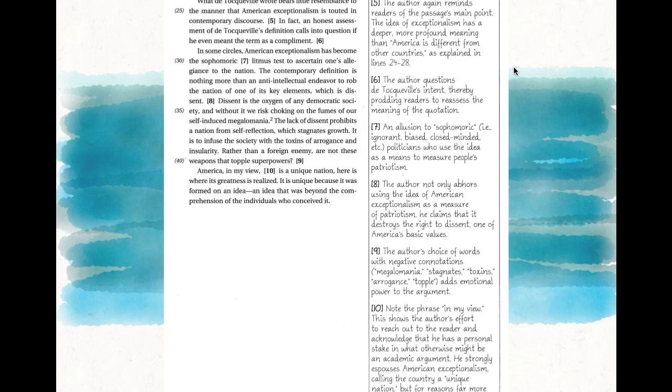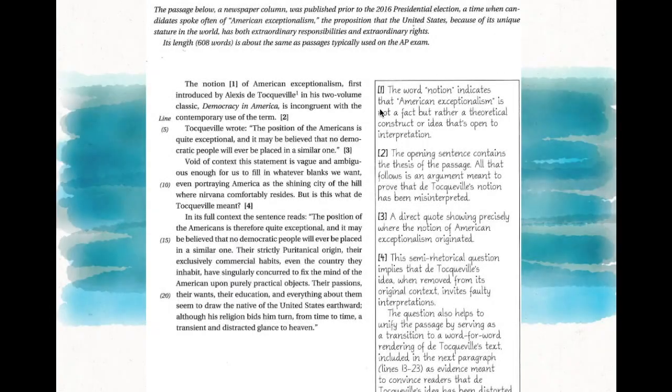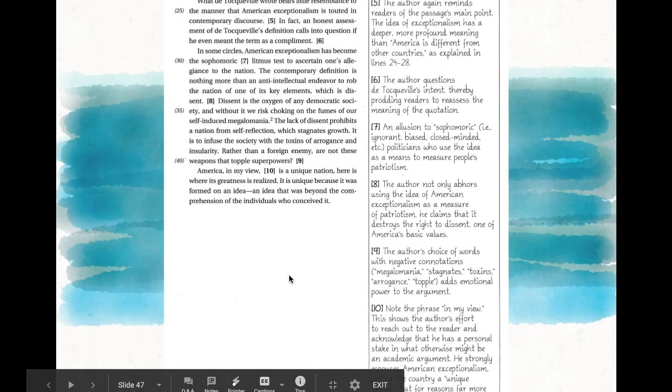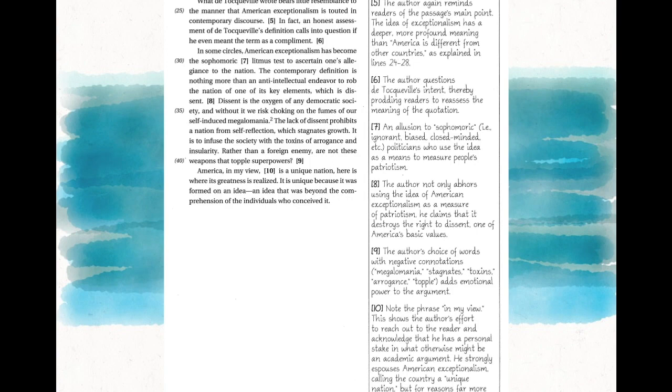The idea of exceptionalism has a deeper, more profound meaning, that America is different from other countries, as explained in lines 24 to 28. The author questions de Tocqueville's intent, thereby prodding readers to reassess the meaning of the quotation and maybe even read it again, based on what he has just said. "In some circles, American exceptionalism has become the sophomoric litmus test to ascertain one's allegiance to the nation." Here's an allusion to sophomoric, which is ignorant, biased, closed-minded, etc., politicians who use the idea as a means to measure people's patriotism.